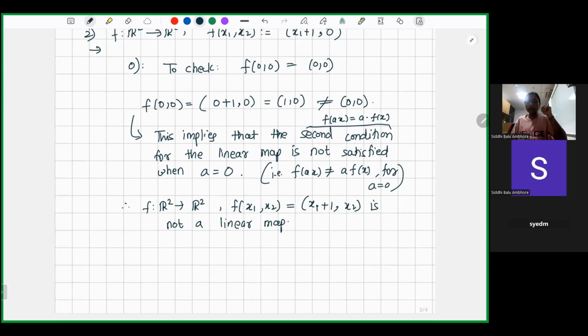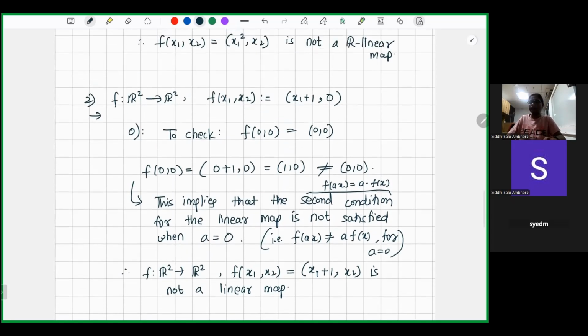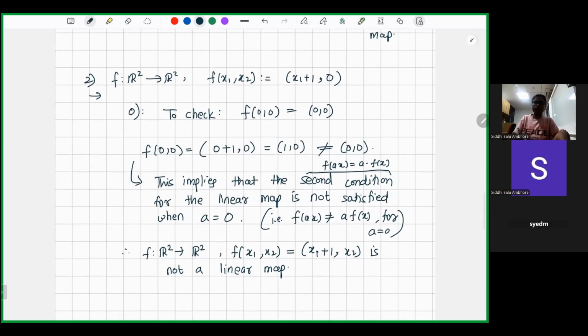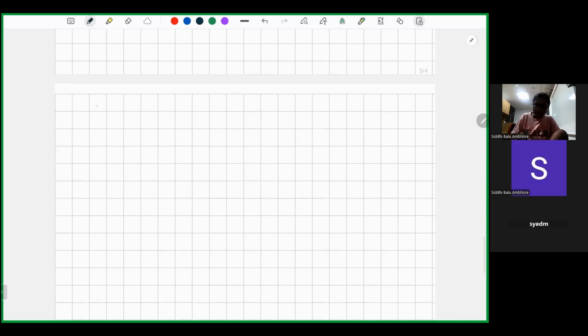So note that using this 0 0 condition here, we actually saved ourselves some calculation, because it was easy. Eventually, if you check for the first and second condition also, this map does not satisfy any of those. But yes, this condition you can keep in mind to check any given map, to determine whether it is linear or not.